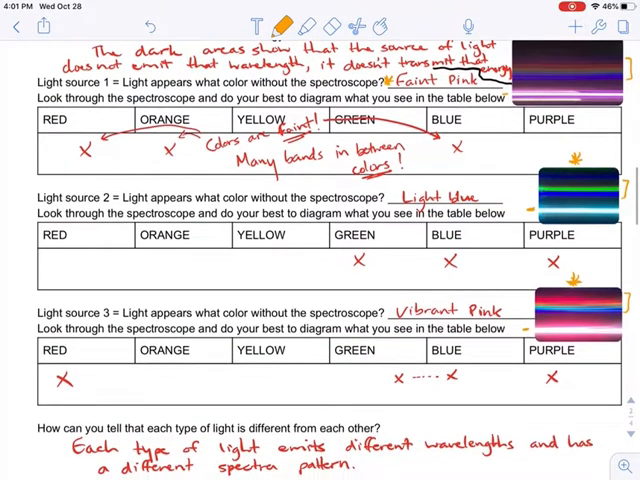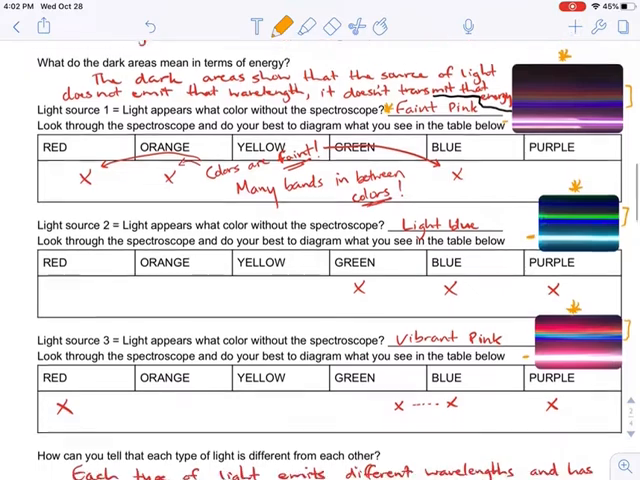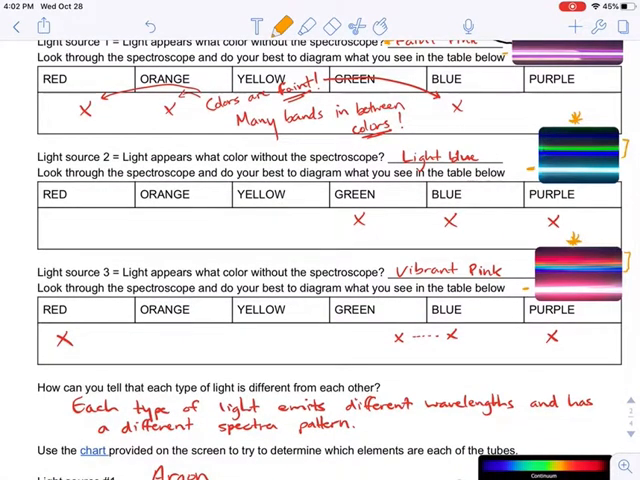And light source 3, which is a very, very vibrant pink, almost neon, gave us a lot of different lines. If we looked carefully at them, we'd see that there was purple, there was some blue/green, almost like a teal color or an indigo. And then it gave us very, very dark red emissions. Now you can kind of see some orange in there, but that's happening because those two types of lights are overlapping and changing the color. Now we know that these three different light sources are different because they're emitting different wavelengths of light, and each has a different spectra pattern.